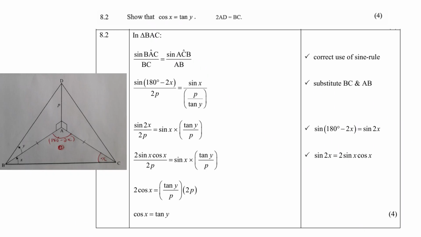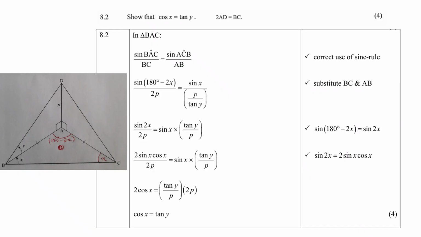Don't forget now. Angle ACB is x, and angle BAC, from the sum of the angles of a triangle, will be 180 minus 2x. Is that clear now? So written in red, angle ABC is x and angle BAC is 180 minus 2x. That's very important, and now we can solve.